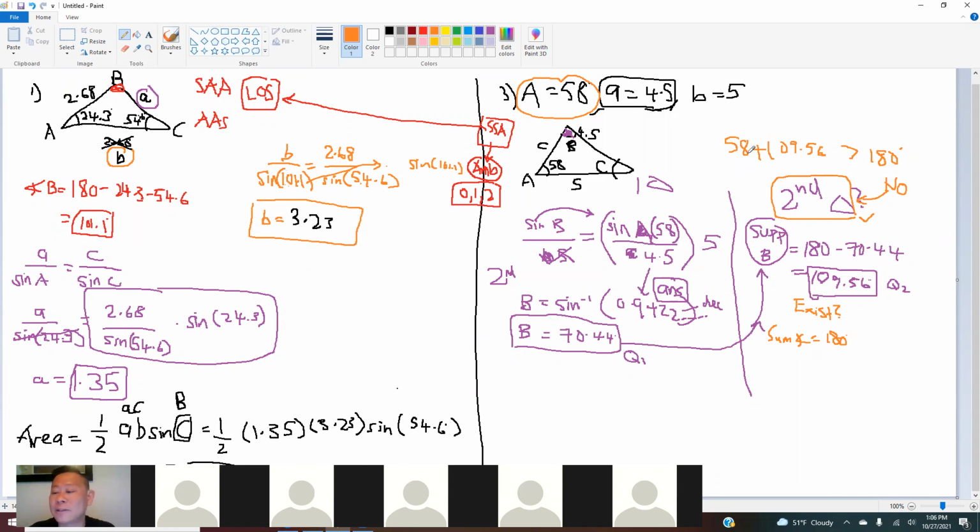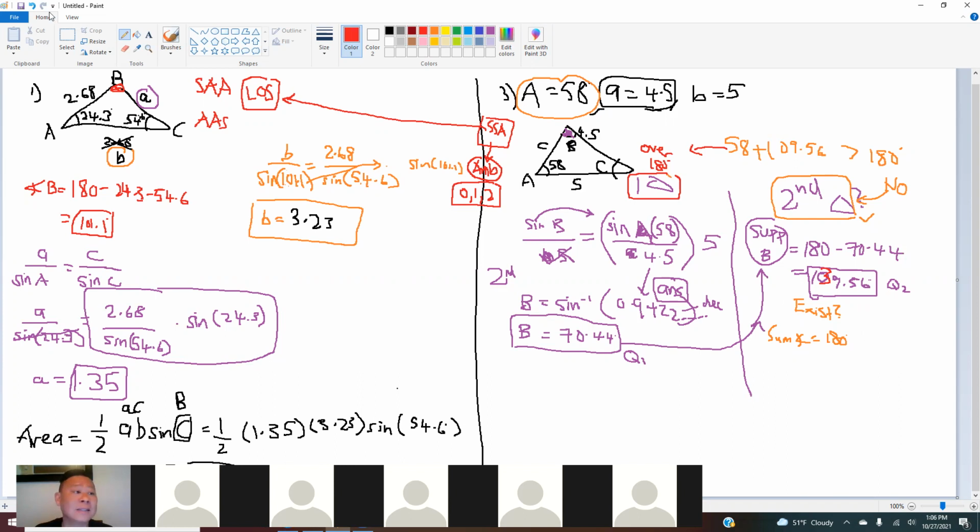What happens if your sum is over 180? Then you only have one triangle. So one triangle only exists if this sum is over 180. So for example, this one came out to be 139.56. And what happens when you take 139 plus 58? That number is over 180. So if you have that case, you only have one triangle. You do not need to do the second triangle piece.